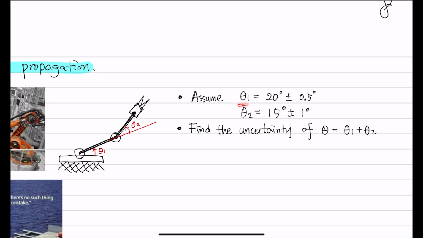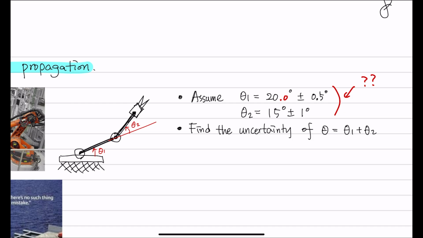Theta 1 was obtained like that, and theta 2 was obtained like this. First, is there anything wrong here? Yes. It has to be what? 0.0, right? Good.